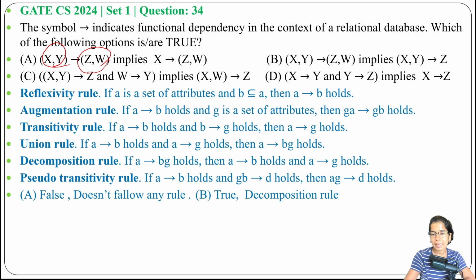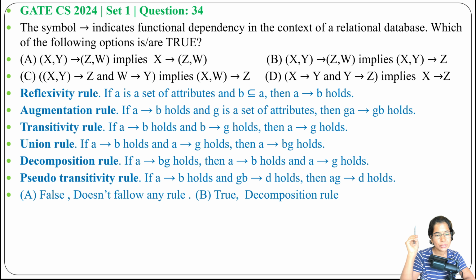Next, option B, XY implies ZW, so XY implies Z. Yes, that's according to decomposition rule. So we can split this: XY implies Z, XY implies W. Option B is true. We cannot do decomposition of the left side, but we can do decomposition of the right side.